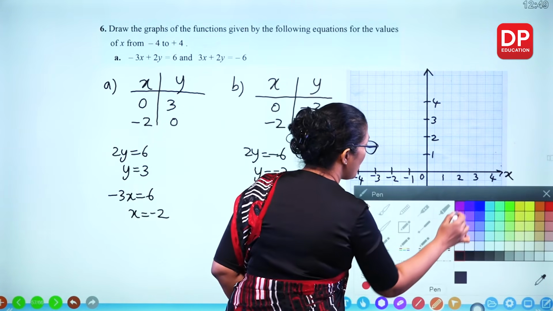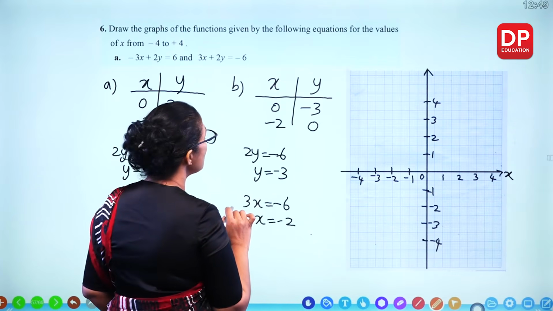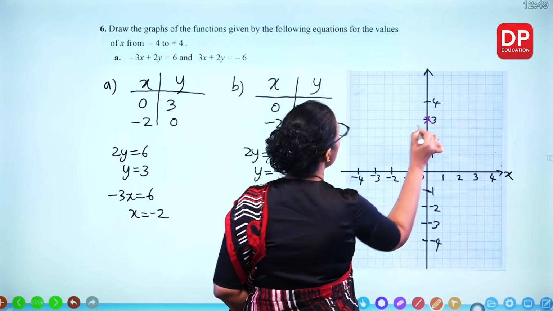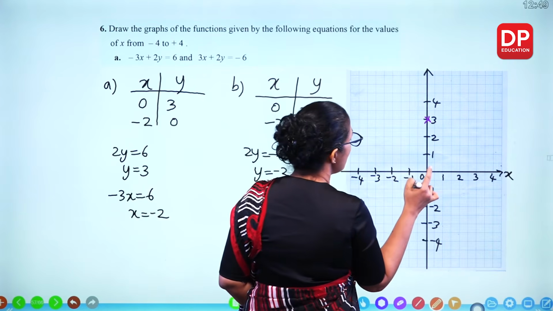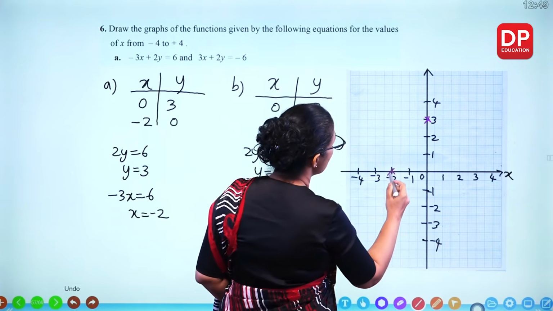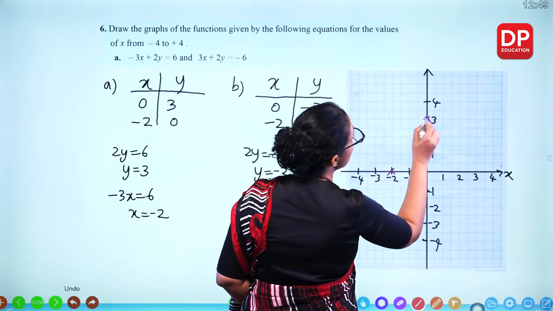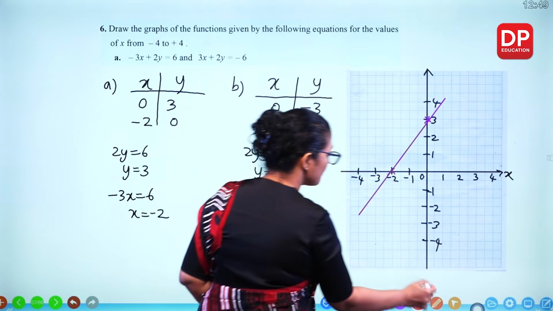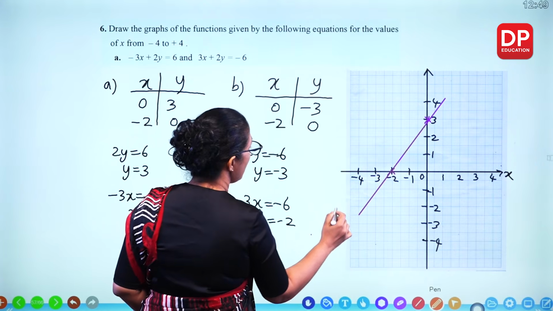Now we'll mark the points. First one, 0, 3. This point, minus 2, 0. This point. Now connect it and draw the first graph. Here, I can connect this way here too. Here. That's A.